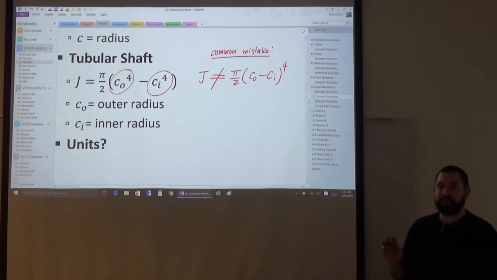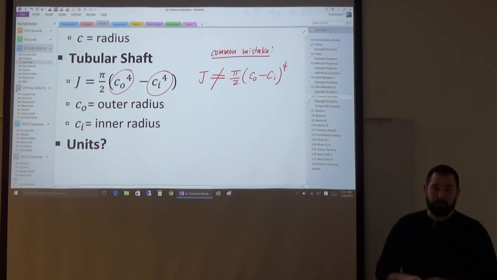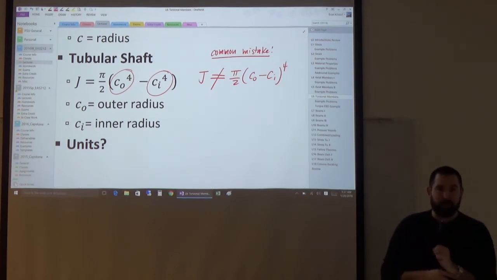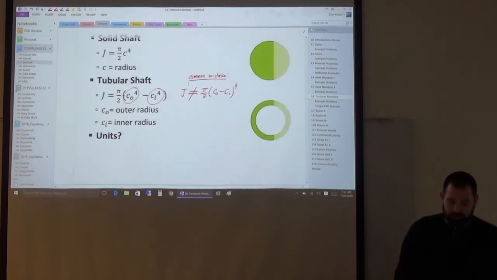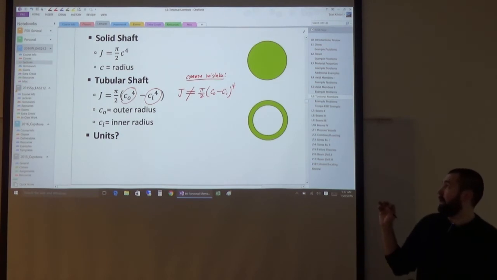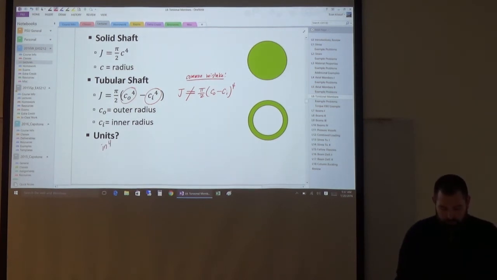Just an easy algebra mistake to make. Make sure that you follow the order of operations properly for this equation. All right, so the units for this are not going to be like area. Here it's actually distance to the 4th power, so this would be like inches to the 4th or meters to the 4th.